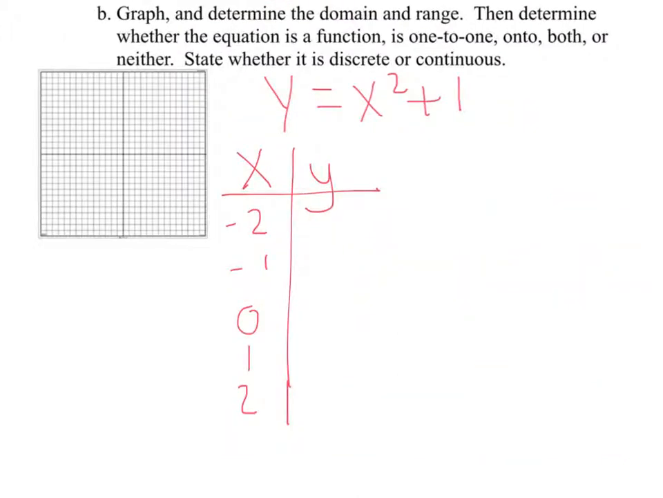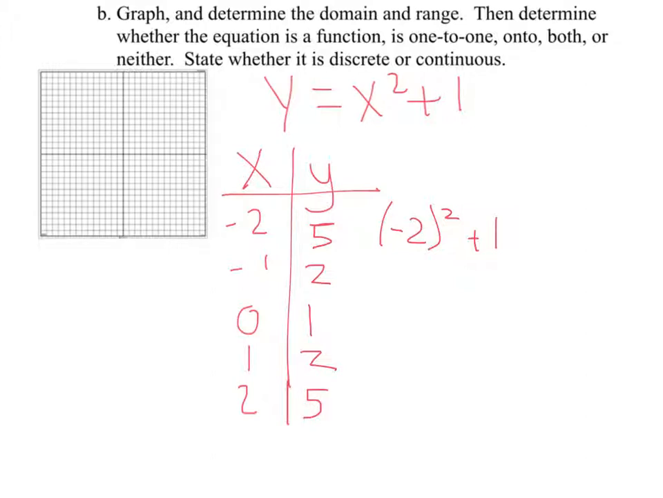Looking at example B, it should say graph y equals x squared plus 1. We're going to do the same thing here. We're going to make a table of values, or a t-chart. So remember, we're plugging in, so we have -2 squared plus 1. If we have -2 squared, we're going to end up with 4 plus 1, which is 5. If we do -1 squared, we're going to get 1 plus 1, which is 2. 0 will give us 1. 1 will give us 2. And 2 will give us 5.